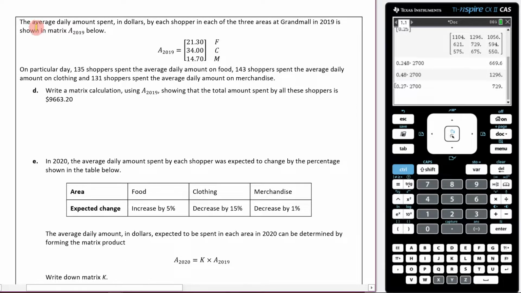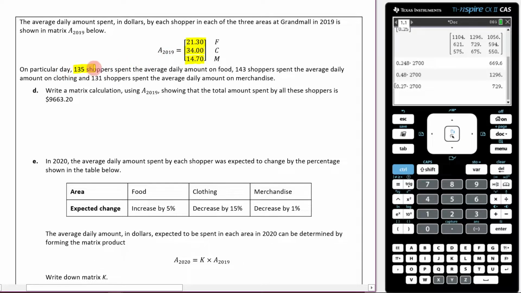We're now going to answer this question here. It says the average daily amount spent in dollars by each shopper in each of the 3 areas at Grand Mall in 2019 is shown in matrix A 2019 below. So as you can see here, what it's telling us is that the average shopper spent $21.30 on food, $34 in clothing, and $14.70 on merchandise. So this is the average daily amount spent in dollars by each shopper.